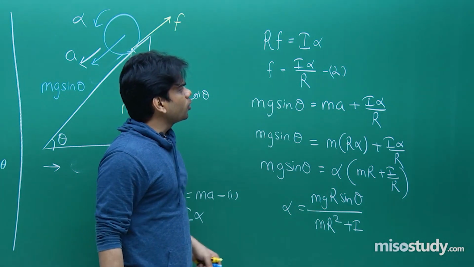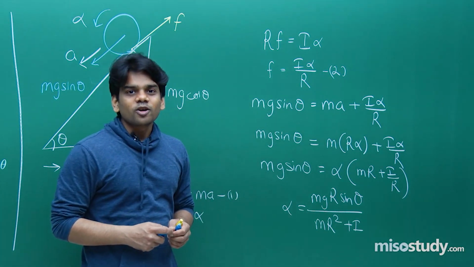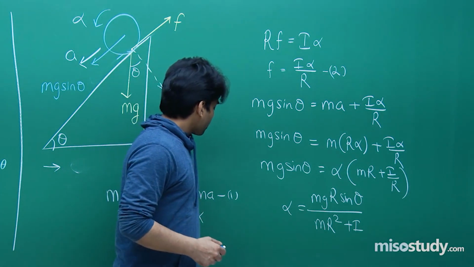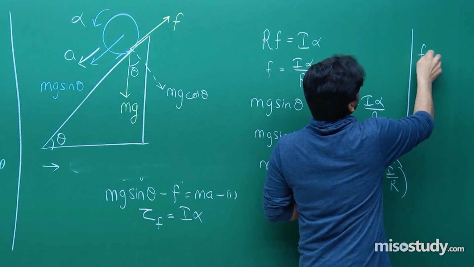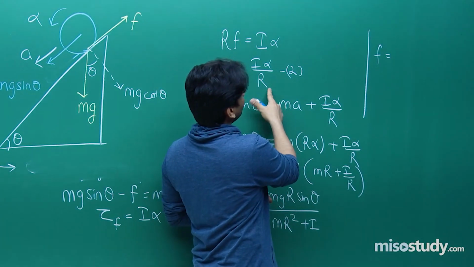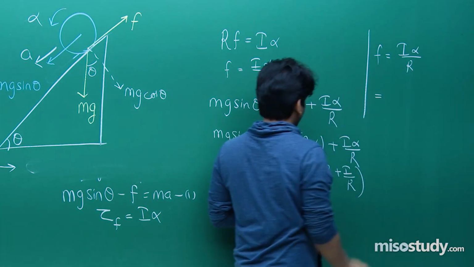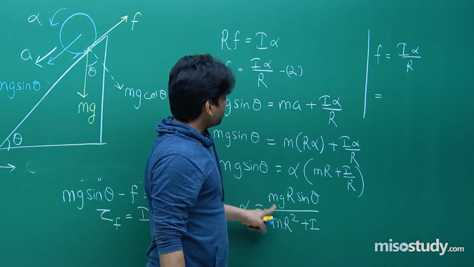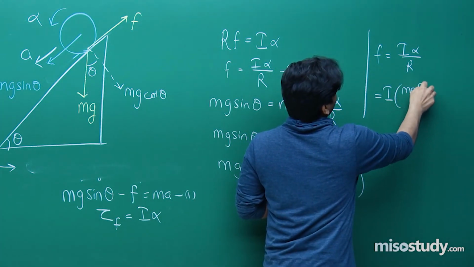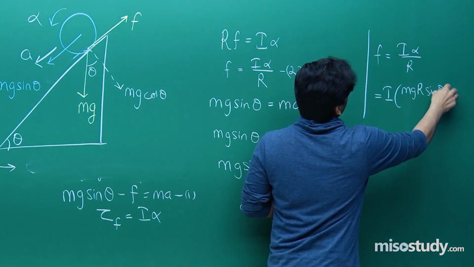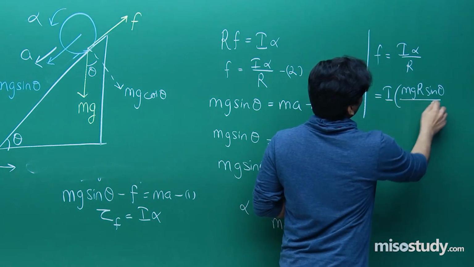Can you substitute here? We are going to obtain the value of frictional force, and let us see how it depends on all the given variables. Finally, friction is equal to I into alpha by R. From here, this will give us I mgR sin theta divided by mR square plus I. Clearly you can see mR square plus I.